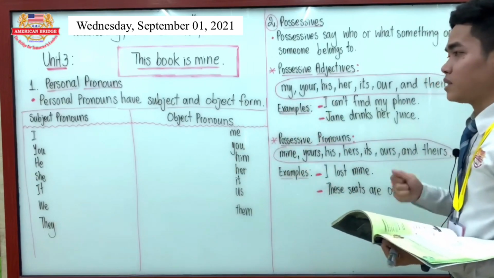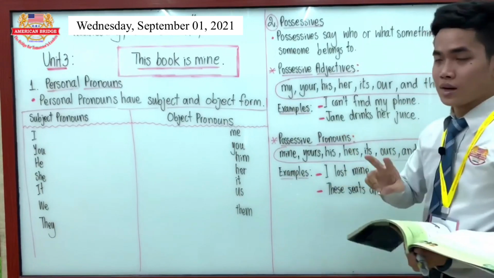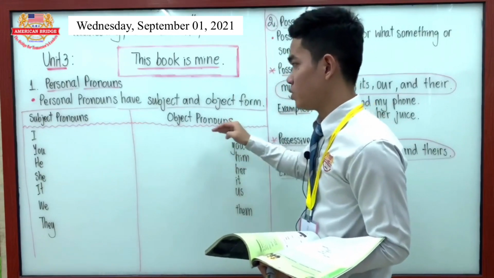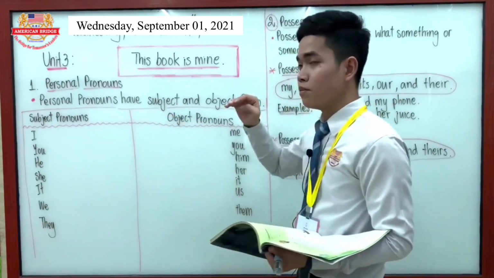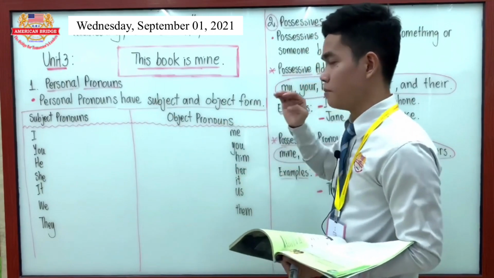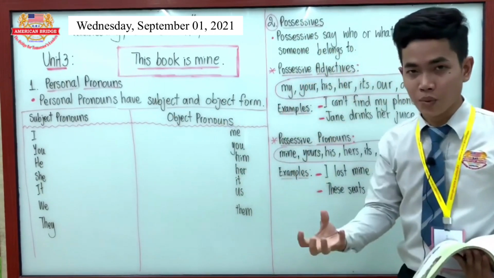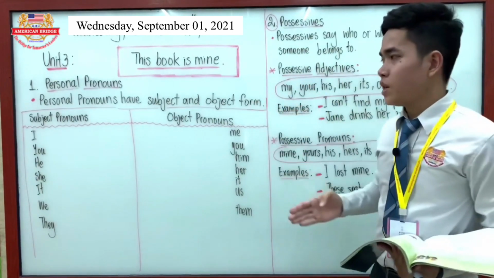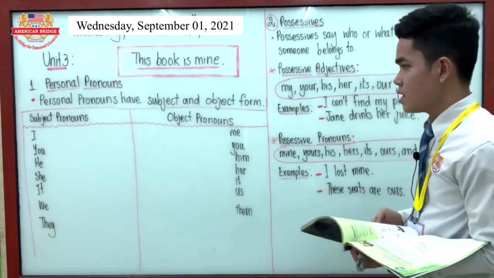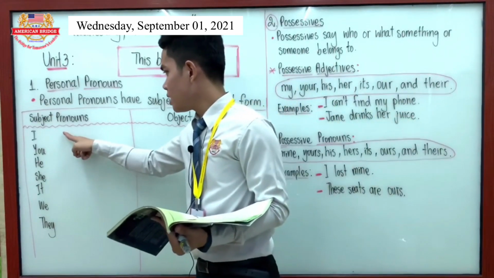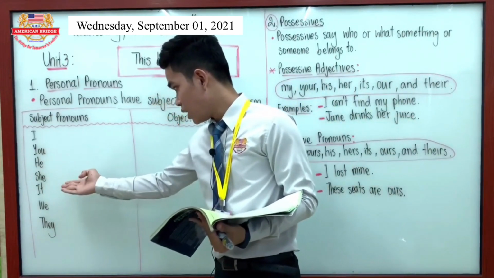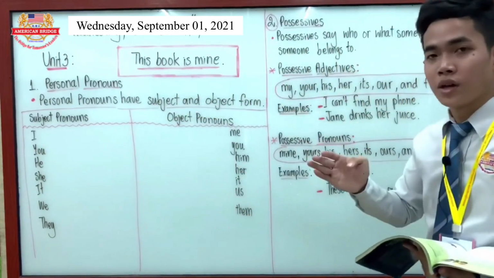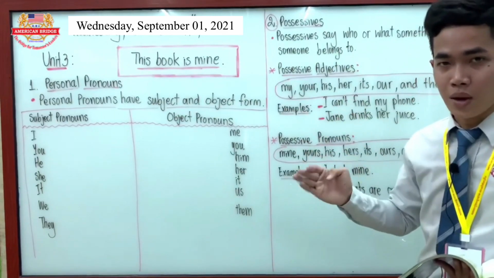Now let's see, I divide it into two parts: subject pronouns and object pronouns. Both of them we call personal pronouns. They are pronouns, right? Now let's see what subject pronouns we have. We have the words I, you, he, she, it, we, and they. These are what we call the subject pronouns.